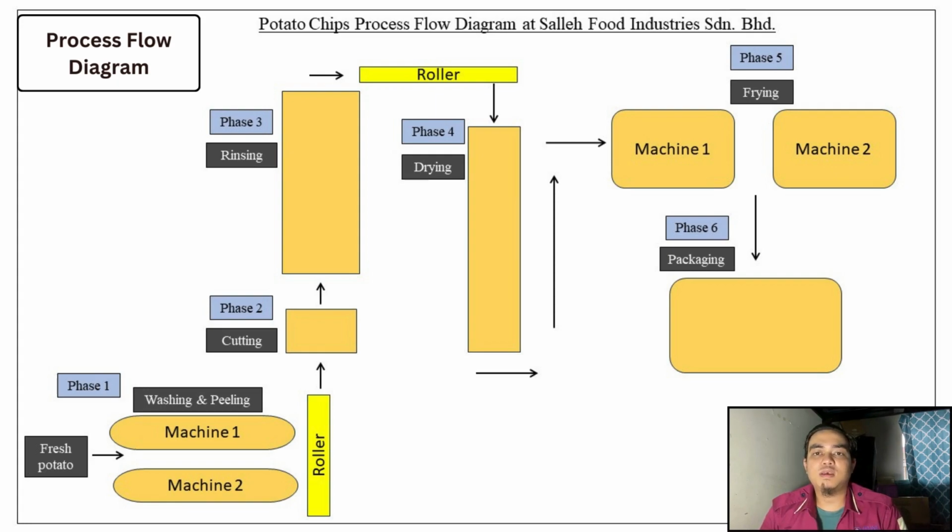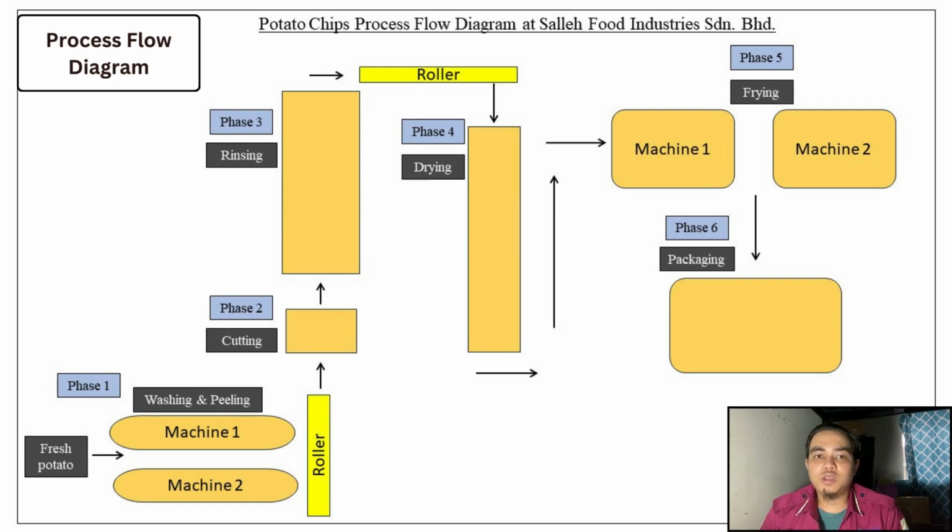At phase 1, the fresh potatoes will be placed into 2 peeling machines. Inside the peeling machines, there is some water to encourage the smooth peeling operation. The peeled potatoes will go through the cutting process. They will be inserted into a cutting machine and sliced into pieces.